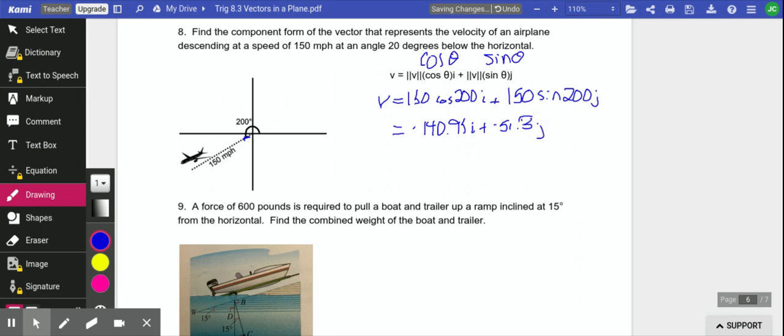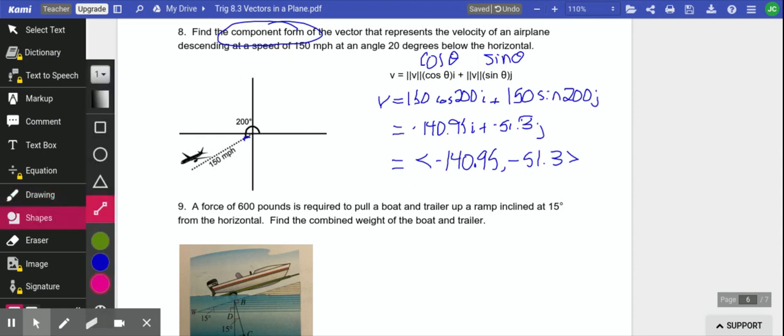And that is your answer, except it wanted component form. So we're just going to write it like this: negative 140.95, negative 51.3. And what this is telling us is that this vector is going left, negative 141 basically, and then down negative 51.